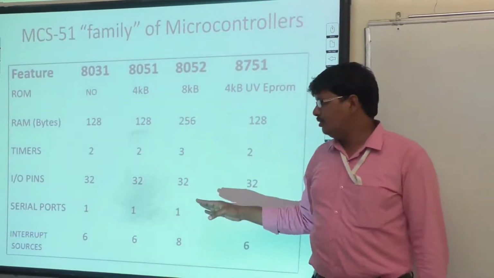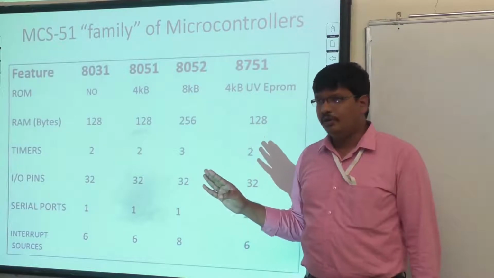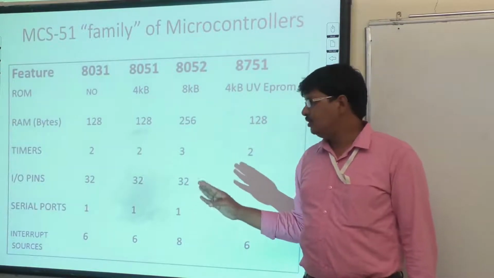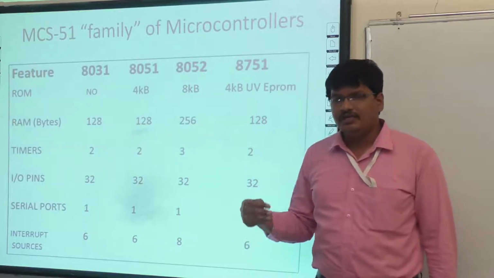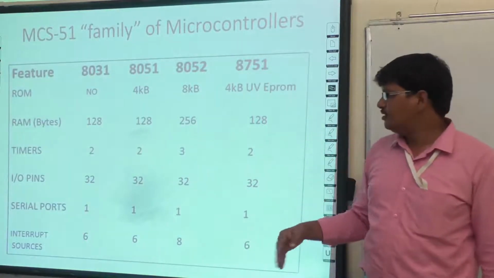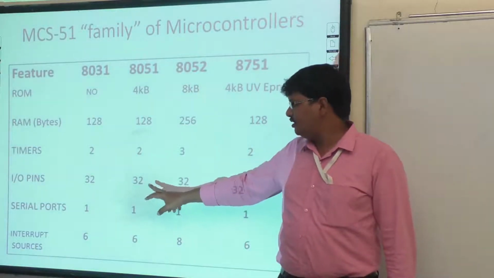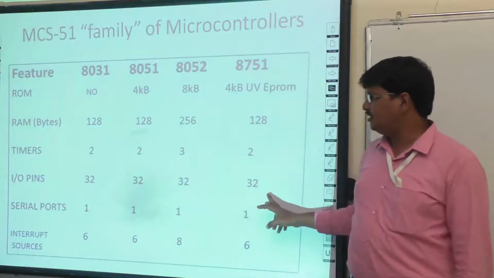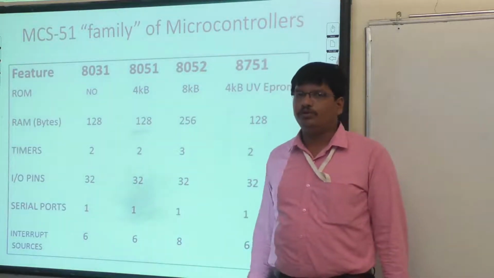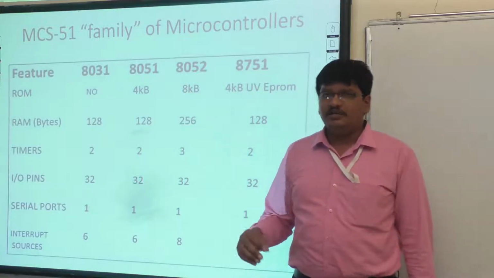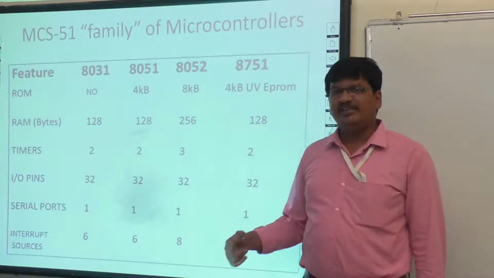Input output pins are connected to the input output units. Input output units are generally used for exchange of data between the system and its peripheral devices. So generally it has 32 input output pins. Here everything includes the same 32 pins. Coming to the serial port. Serial port is used for exchange of data from one module to the other module serially.